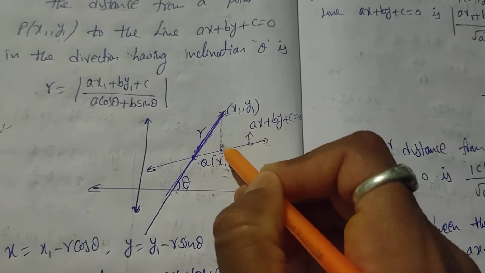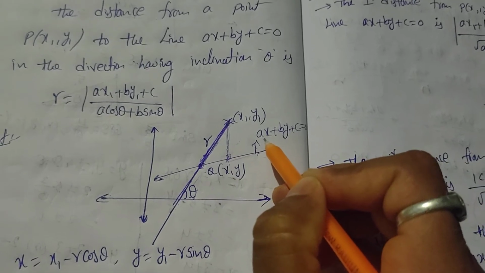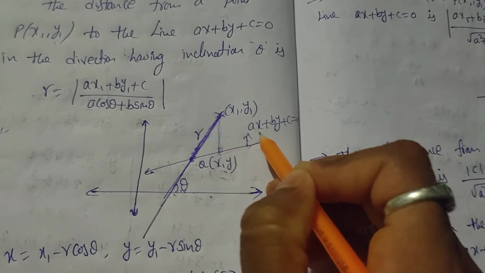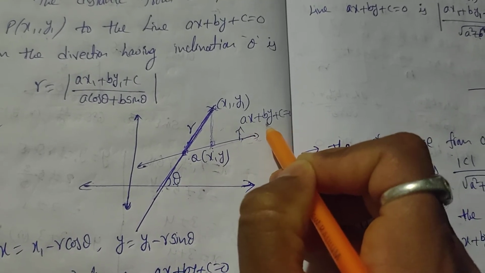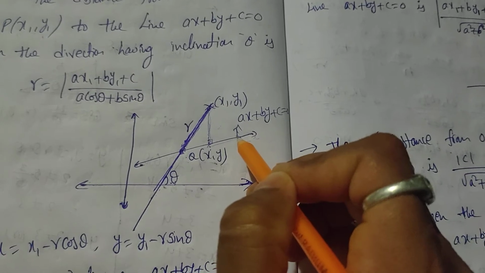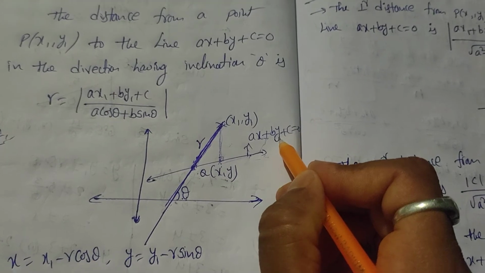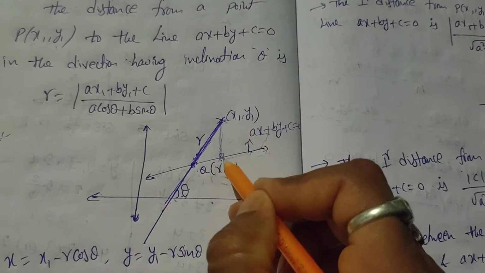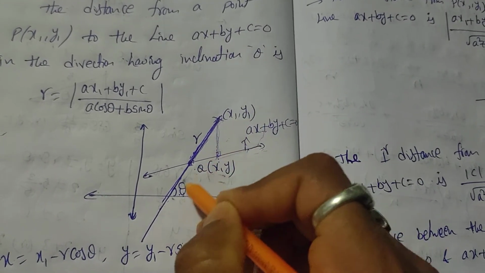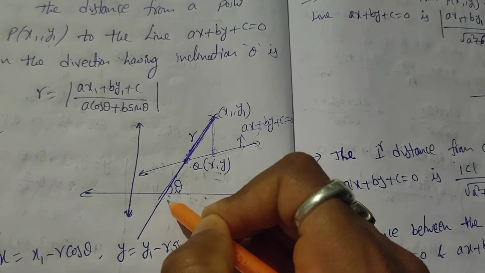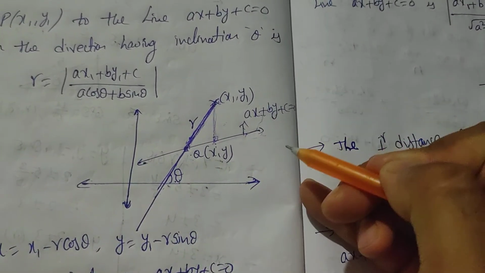Then the slope of this line is b by a, because the slope of the line ax + by + c = 0 is minus a by b, and the perpendicular slope is b by a. Already you know that if the slope of a line is m, then the perpendicular slope is minus 1 by m. Using that formula, the slope of this line is b by a. That means tan theta becomes b by a.